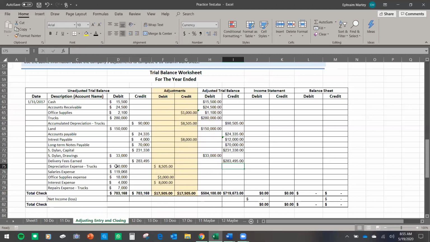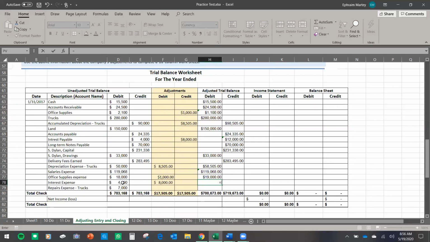No. We have depreciation expense, it's a debit account. So we press enter. We started with this. We had the increase of this. So we're going to add it up, okay? Salaries expense, we begin with this. We didn't have any increase or decrease. So we press enter. Office supplies expense, we started with this. We had an increase of that, so we added up, okay.